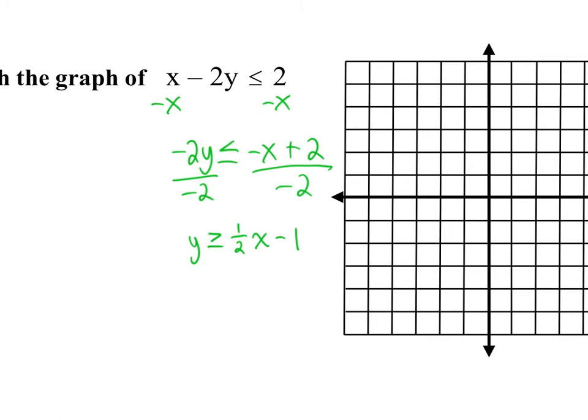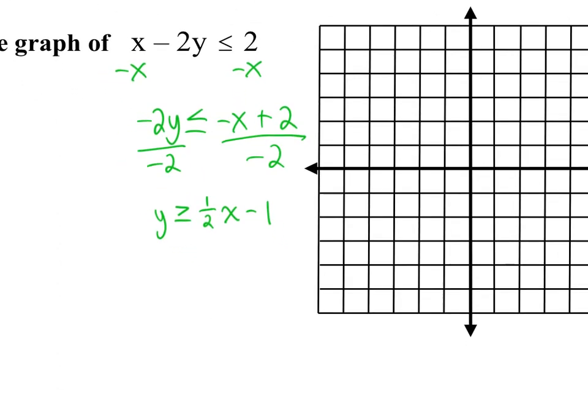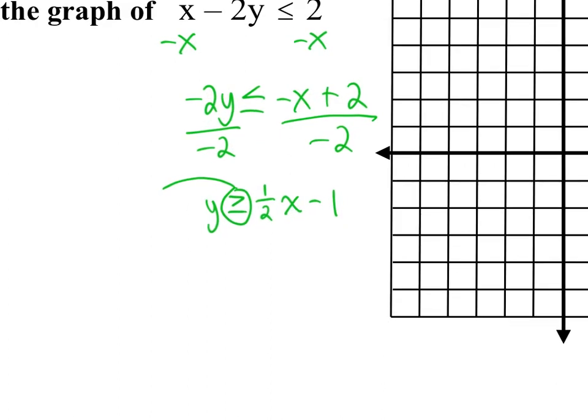Okay, now we need to go ahead and graph this. First things first, we have y by itself. Now we need to check this. Is this going to be a dashed or solid line if it's greater than or equal to? It's going to be a solid line. And is it shaded above or below if it's greater than? It's going to be shaded above. Solid and above.